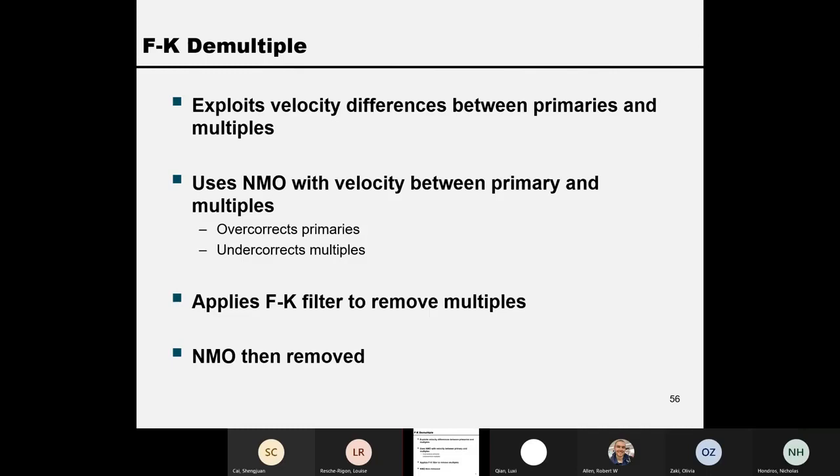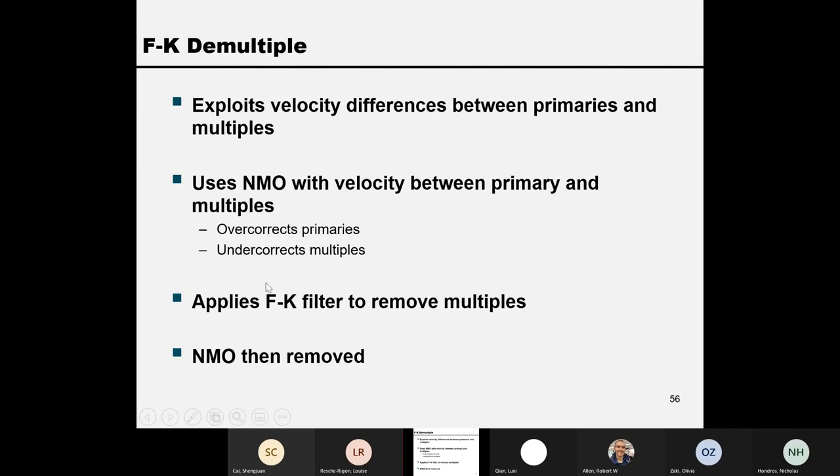For the FK multiple removal, let me just review what we learned. In the FK domain, actually, before we do the FK transform, we try to overcorrect the primaries. So the primary will have a negative K, and the undercorrected multiples, of course, because your velocity is much higher than the multiples' velocity. Although the velocity is lower than the true velocity of a primary, the multiples are still positive. So you have a negative K for the primary and a positive K for the multiples, and then you can separate them, right? After the FK transform, you simply mute them in the FK domain.